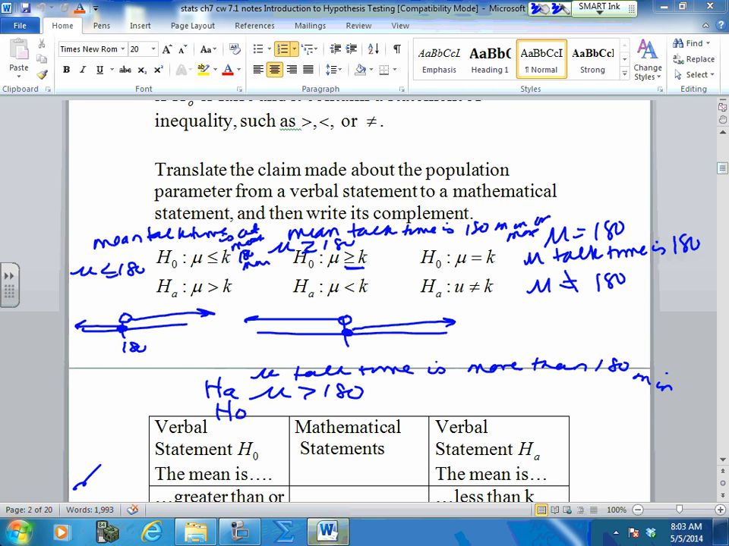Now, your null would be what? What's the complement of this? Less than or equal to. It's got to be if one's greater than, the other one's less than. If one's equal to, the other one's not equal to. The null always contains the equal sign. See the null? It always has an equal sign. The alternatives have no equal signs. Okay? Try one more. The mean talk time is less than 180 minutes. How do I write that?